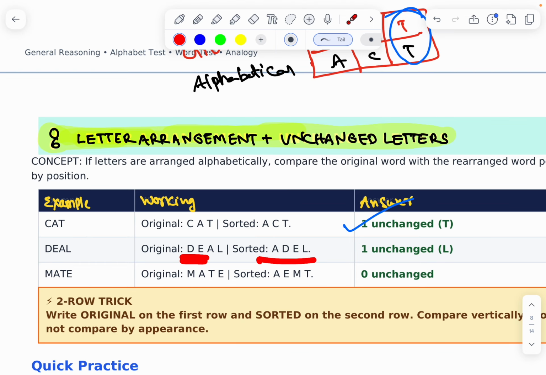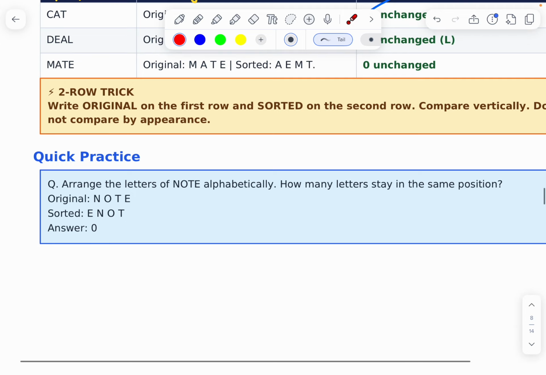Okay. Next question. Deal. Original deal, alphabetical order: ADEL. Therefore, only one letter is unchanged. That is the L. Therefore, answer is L. Next question. Mate. Original mate, alphabetical order: AEMT. Therefore, 0 unchanged.